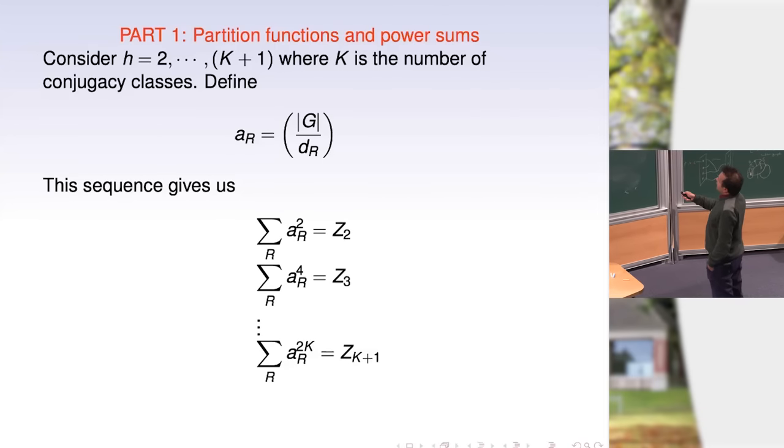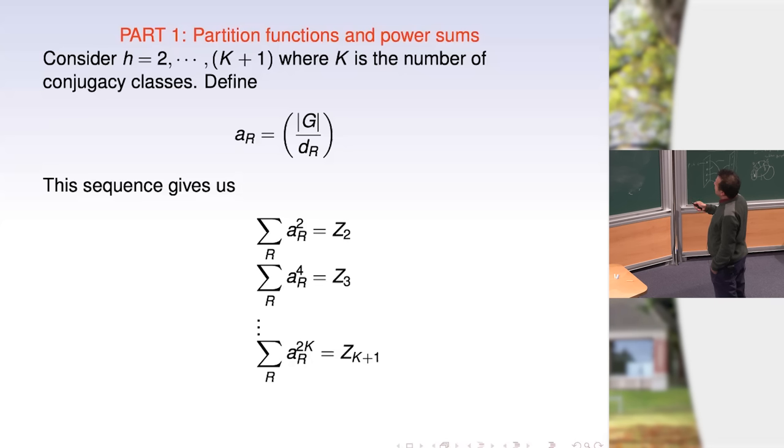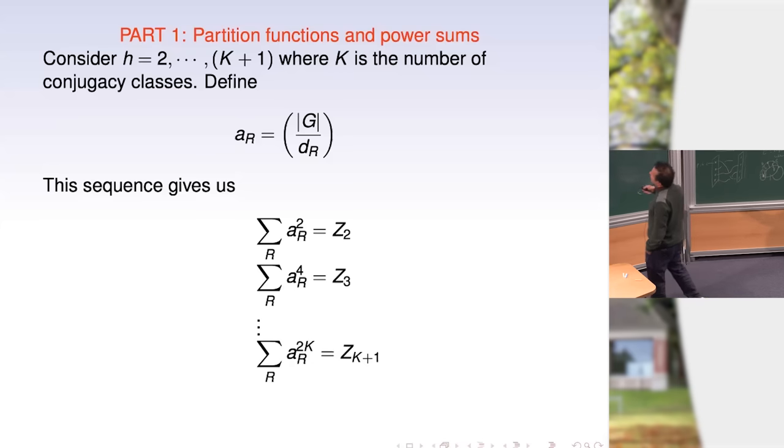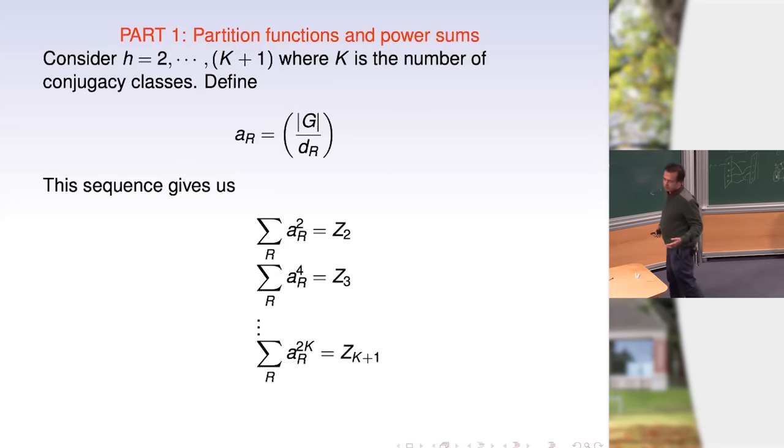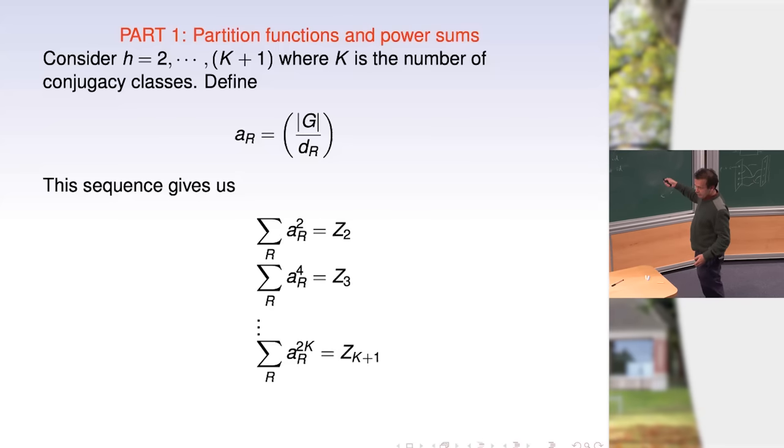So we are going to therefore think about these integers. I'm going to call it AR. And we're going to consider these partition functions. For genus 2, I'm going to get AR squared. Genus 3, AR to the 4. It'll be useful to think about up to genus K plus 1, where I get these power sums of these ARs. So AR squared, AR squared squared, and so on. So essentially, you are given these integers, and you know their power sum, and you want to reconstruct the integers.